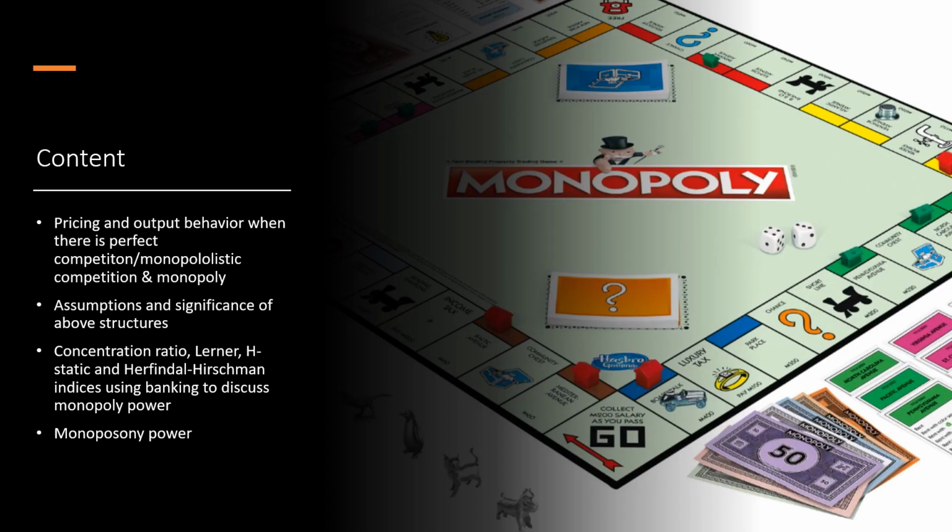So not much to do here. We'll talk about pricing and output behavior when there's perfect competition, monopolistic competition, and monopoly, and all the assumptions that need to be made about these structures. We'll also talk about measures of monopoly power, and finally we'll talk about monopsonies. Most people know Monopoly as a game, but it's not just a game, it's also a market structure. So let's get into it.